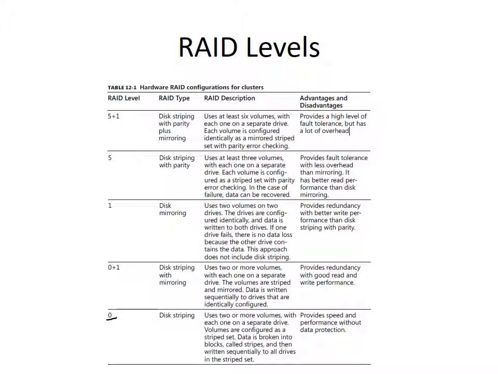So the first RAID level is RAID 0. RAID 0 is disk striping, and disk striping uses 2 or more volumes with each one on a separate drive. Volumes are configured to be a stripe set. Data is broken into blocks called stripes and then written sequentially to all drives. So this provides speed and performance without any data protection. The way I like to remember RAID 0 is that it's RAID 0 because it's not real RAID. RAID again stands for redundant array of independent disks, and RAID 0 doesn't necessarily meet the redundancy part of RAID. However, it does give us improved performance, but it does not give us any data protection. So if we do lose a drive, we lose all the data on that volume.